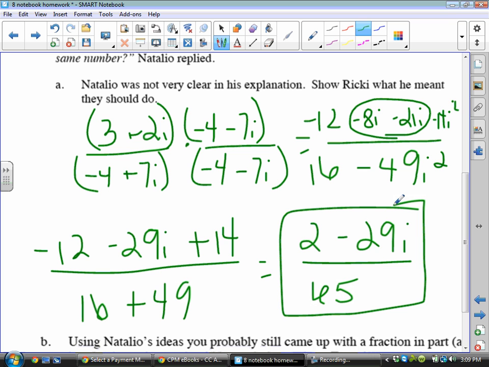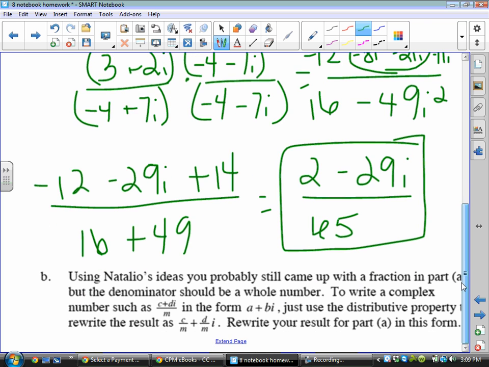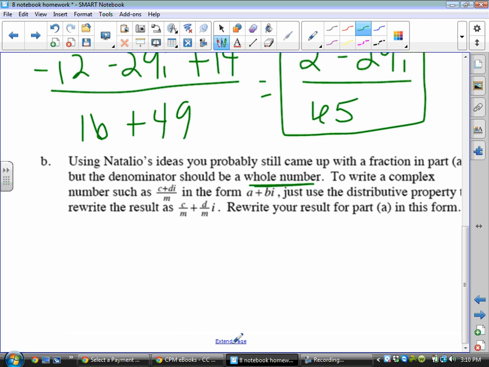When I divided two complex numbers, I still have a complex number. Using Natalio's ideas, you probably still came up with a fraction in part A. Yes, we do. But the denominator should be a whole number. Yes, it is. It's 65. To write a complex number such as (c + bi) divided by m in the form of a + bi, just use the distributive property to rewrite the results. Basically, we're just breaking it down into two fractions instead.